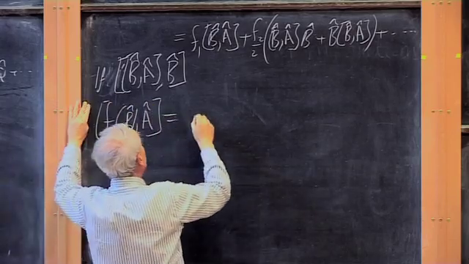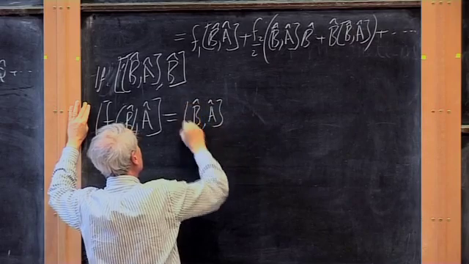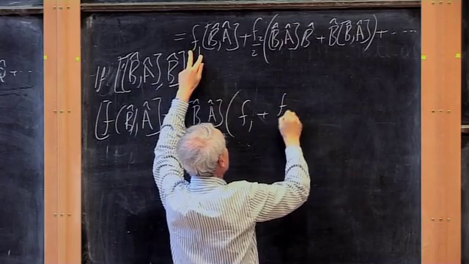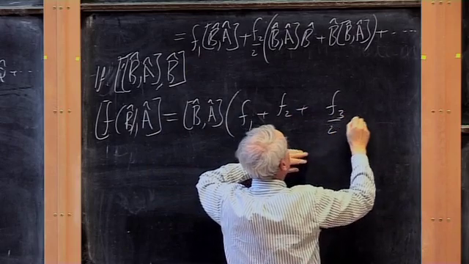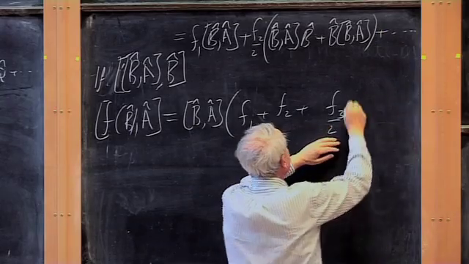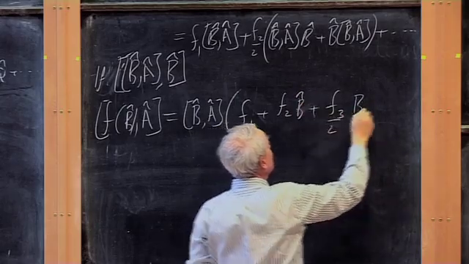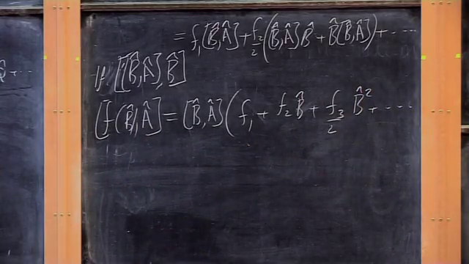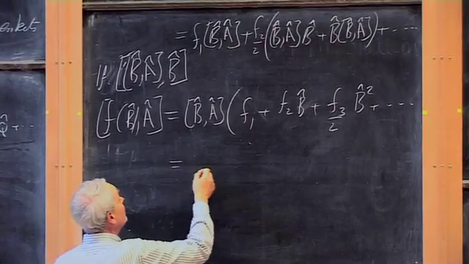is equal to B hat comma A hat times f1 plus f2 plus, and you see it'll be f3 over 2, because the f3 would have been over 3 factorial, but we would have had 3 terms. Oh, sorry, this is going to be times B. This is, silly me, this is going to be times B hat. This is going to be times B hat squared plus.